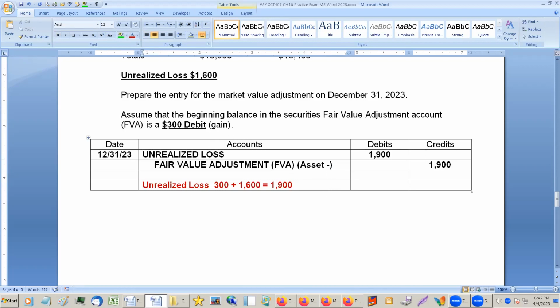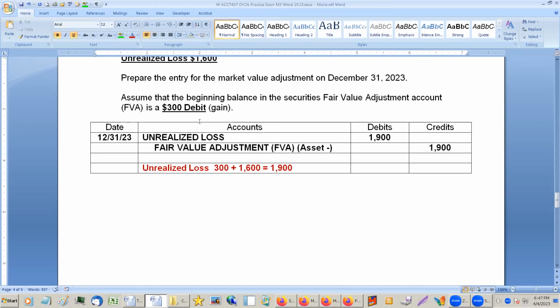And these will go on just from year to year. You'll have the debit and the credit, whatever it is. If there's a debit in the account, it means it's a gain. If it's a credit in the account, that would mean it would have a loss in the account.